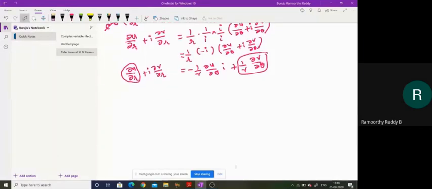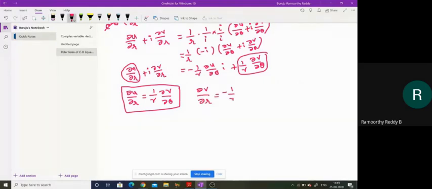So from this you write ∂u/∂r = (1/r) ∂v/∂θ, right? So this is one of the Cauchy-Riemann equations. Now see, imaginary part: ∂v/∂r = -(1/r) ∂u/∂θ. So this is the second Cauchy-Riemann equation. These two are called Cauchy-Riemann equations in polar form, right?